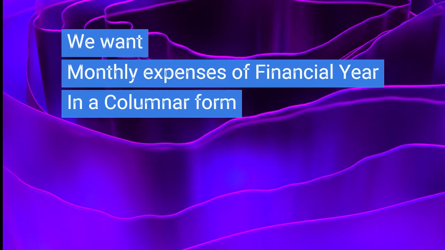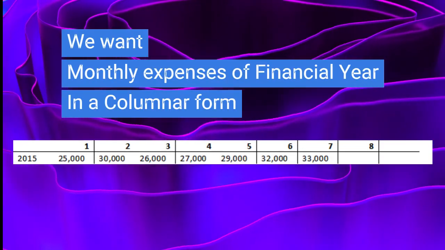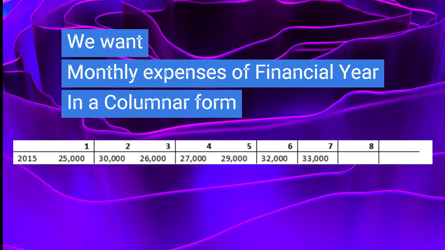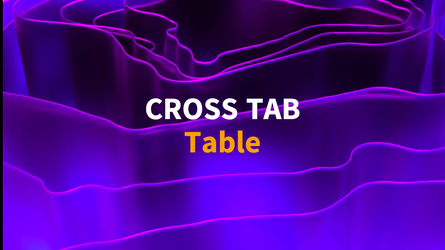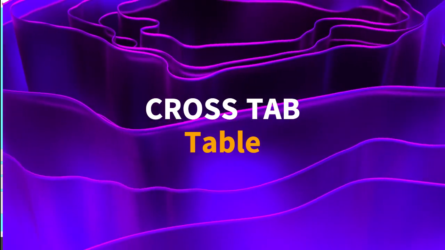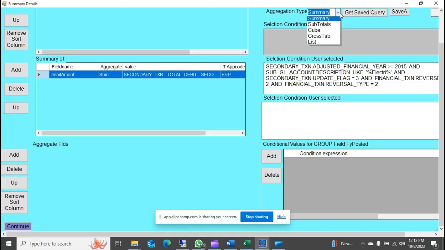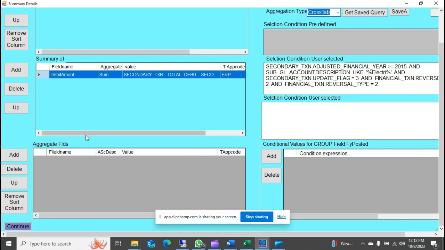Let us assume that we need to get the results in tabular form so that it will show the monthly expense in columnar format, one column for each month. These are known as cross tabs. It is very simple with LEOBIZ. Make the type cross tab. Add the accounting period as a column.